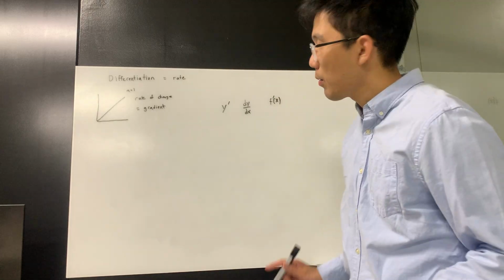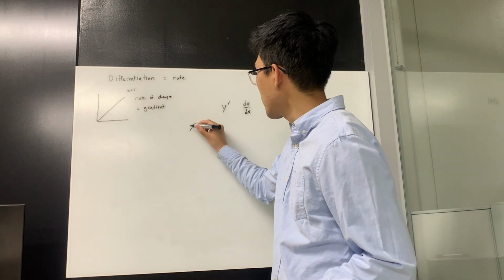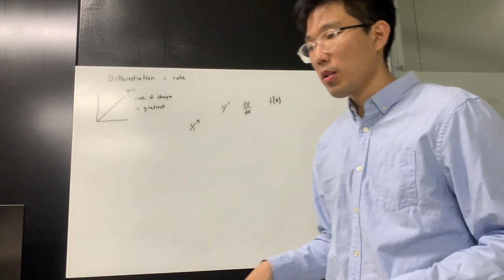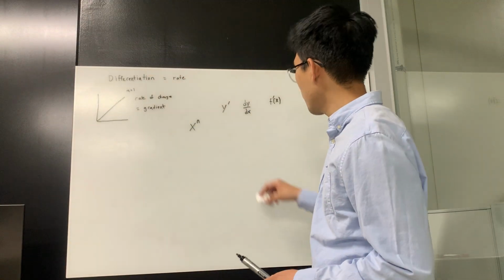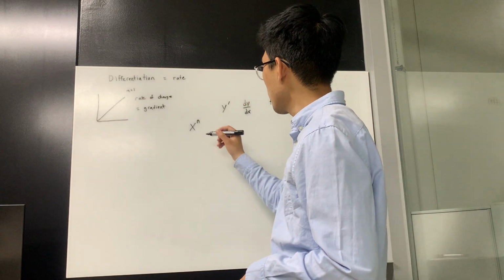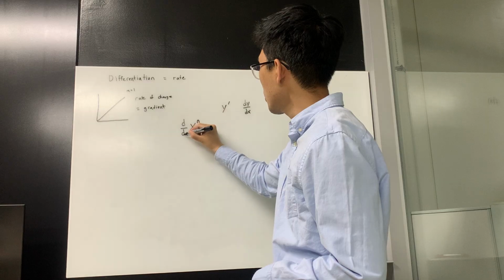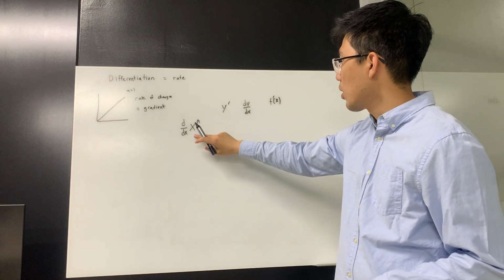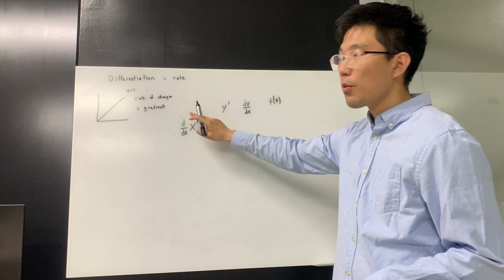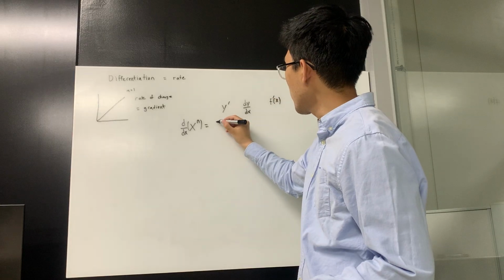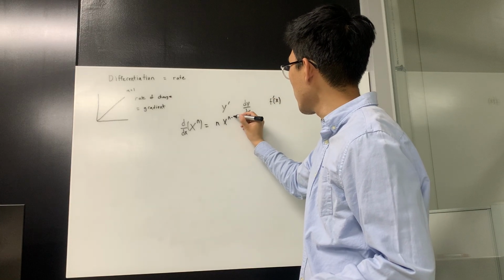Okay, and now let's look at power functions. Power functions are defined as x to the power of n. And how do you differentiate this? You differentiate through a formula. So just writing the notation, d over dx is another notation of differentiating, and you will get n times x to the n minus 1.